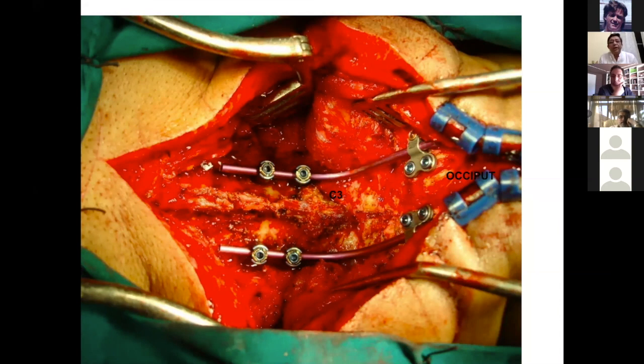Now, this is what I did, a little bit extended, Occiput and C3 and C4. This patient had immediate relief from pain. There's no pain, absolutely fine. The patient was comfortable. There was no pain.